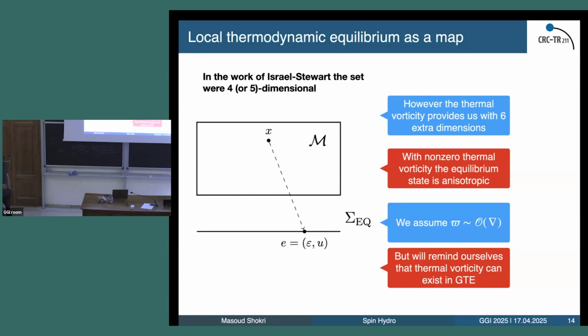No, I'm not saying that I'm expanding in small gradients. Actually, I'm not doing gradient expansion. But if I want to count the powers, I will say that, I mean, this will be important when we get to the spin potential. So we need to take the spin potential as something dissipative.